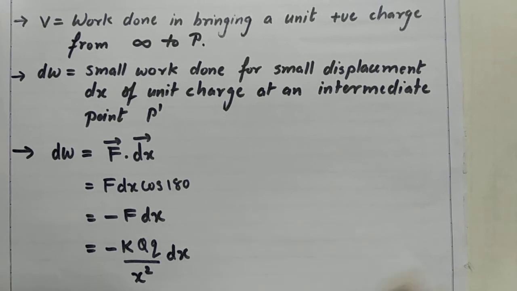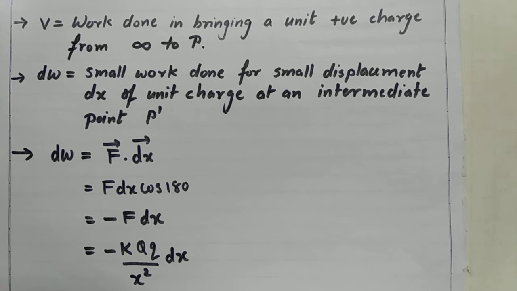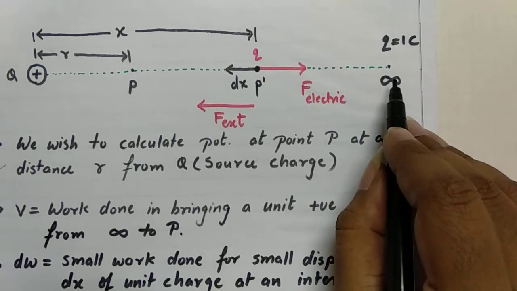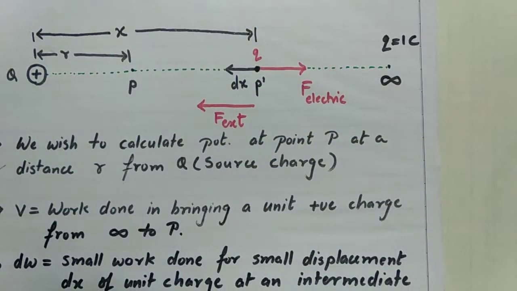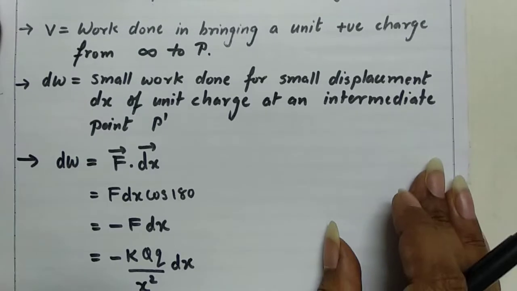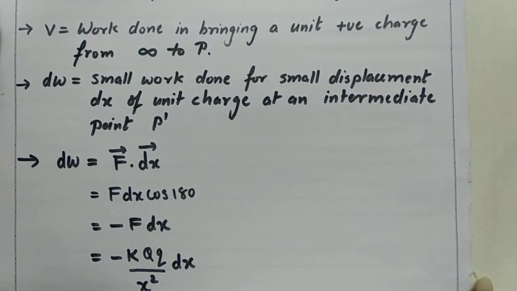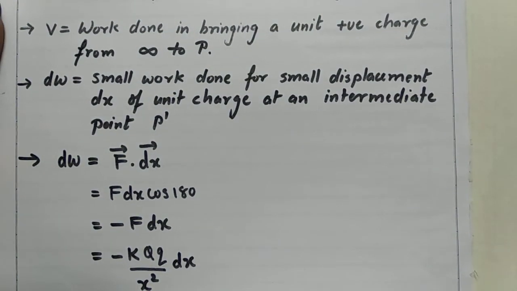Now I obtained the small work done for the small displacement dx. I want the total work done in shifting the charged particle from infinity to r. So what I have to do is integrate this work done. So I'll integrate the work done.